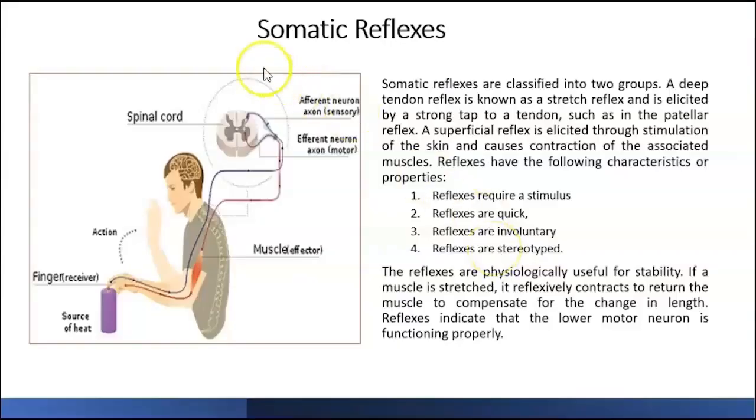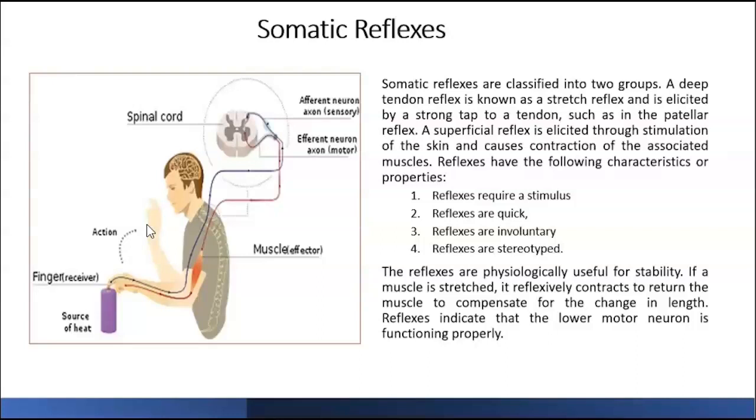Okay, the next topic is somatic reflexes, characteristics of reflexes. There are 4 main characteristics. They require stimulation, they are quick, they are involuntary, and they are stereotyped. Stereotyped means that they always happen the same way. For example, if you put your hand on a red-hot stove, you always withdraw your hand the same way. Reflexes are involuntary because the brain doesn't work on it, right? You don't think about it when you are going to get a reflex. For example, you don't put your hand on the hot stove and say, I think I'm burning my hand. You just withdraw your hand without thinking about it.